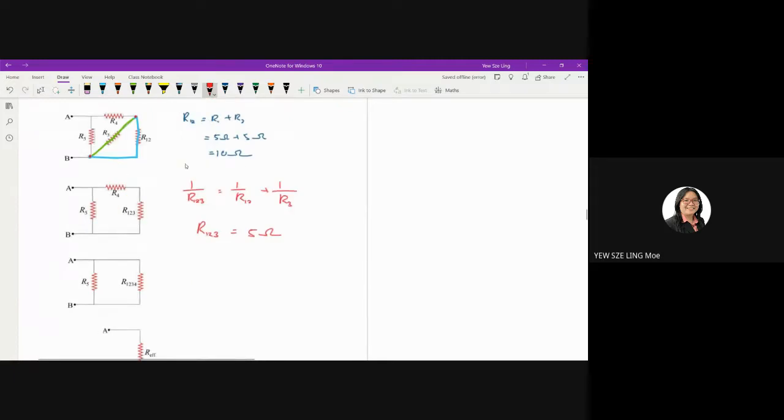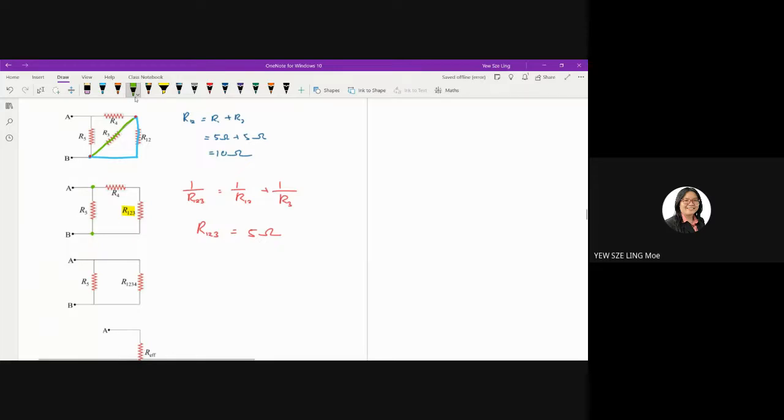Okay, R123 equals 5 ohm. After you simplified it, you have just one resistor left, which is R123. So my next step would be identifying the junction that is closest to R123, which in this case is this point. The junction that is closest to R123 is now this green color junction. So again, I'm just going to repeat the same step.